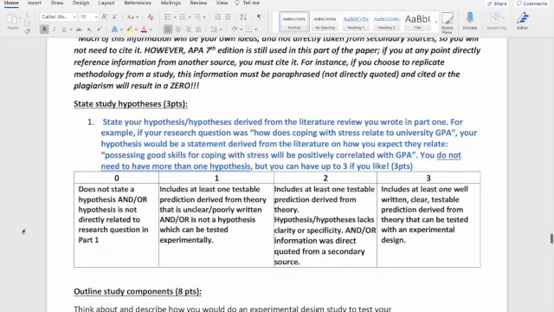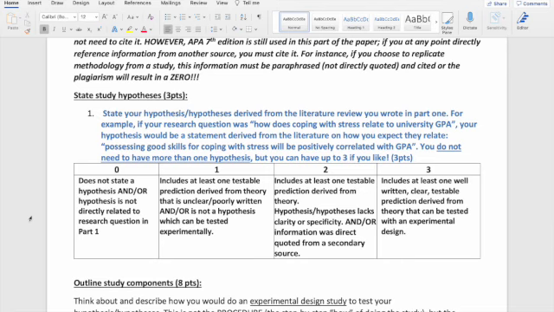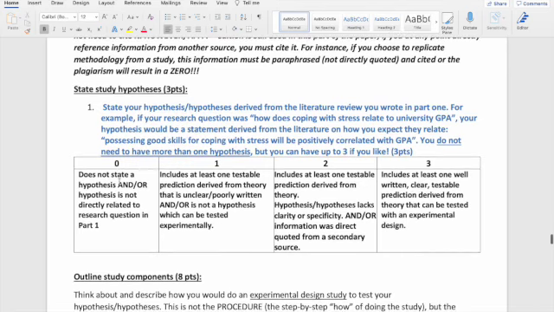So the marks for this section are coming from you stating your study hypotheses. You need to have at least one hypothesis, but you can have more than one if you like. I think you can, yeah, it says here you can have up to 3. I think we limit it at 3. We just don't want this section to get too complicated.